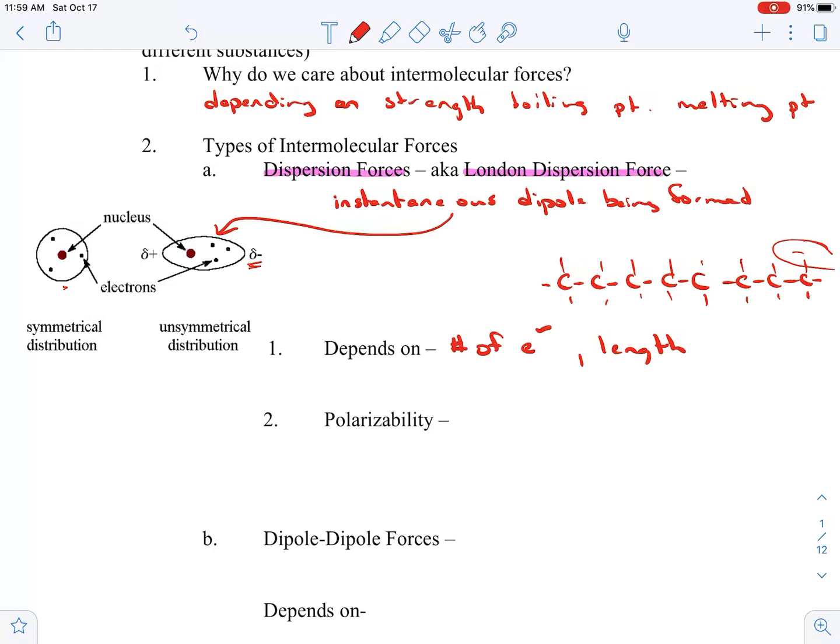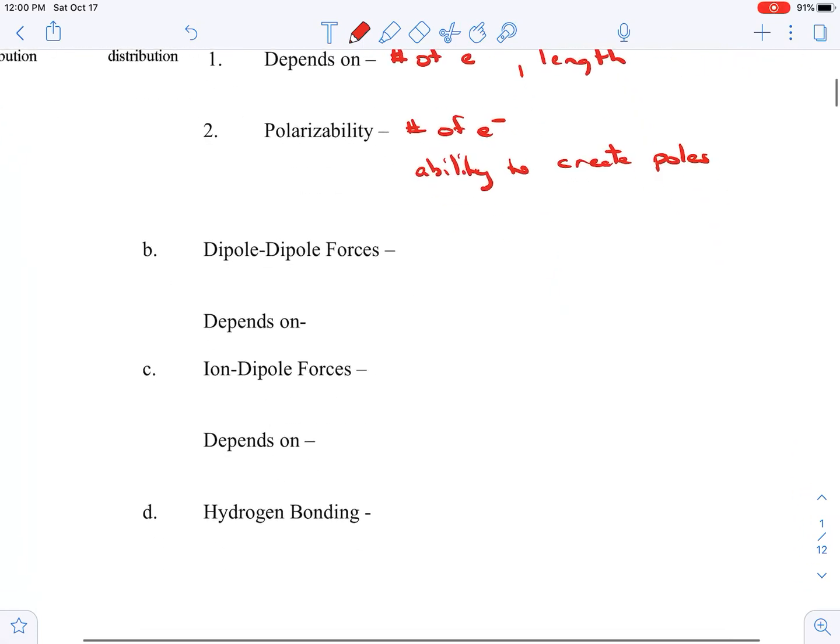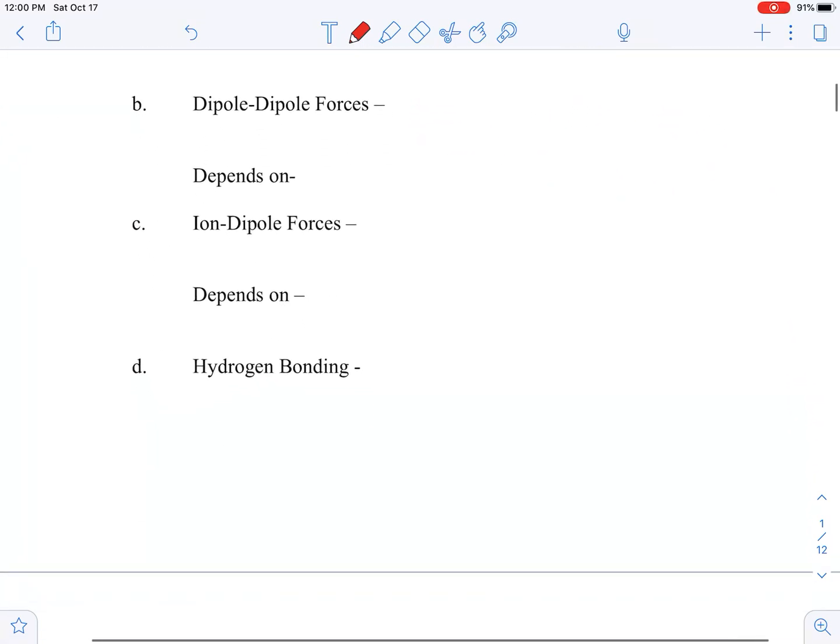The other key word here is polarizability. Polarizability is just based on the number of electrons. It's about the ability to create poles, and we're talking about dipoles. So that was our first force.